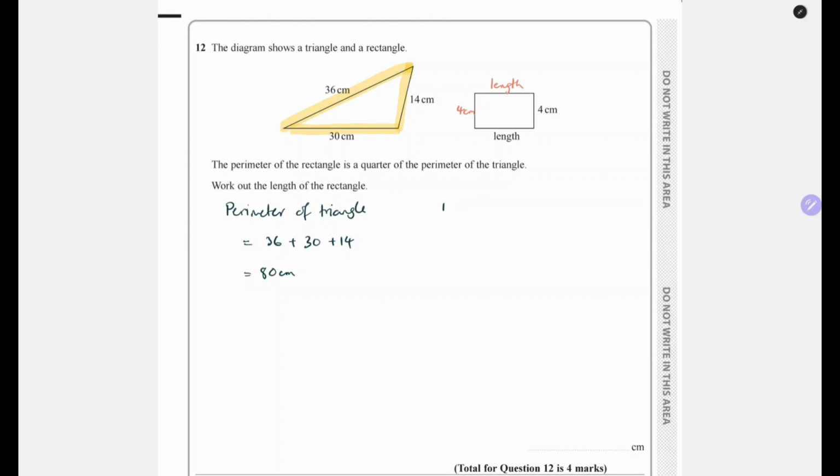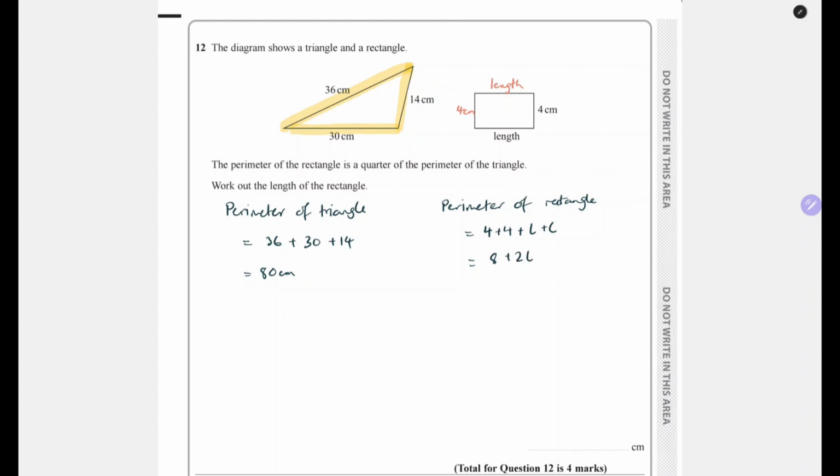And so the perimeter of the rectangle is just 4 plus 4 plus L plus L. And that simplifies to 8 plus 2L.